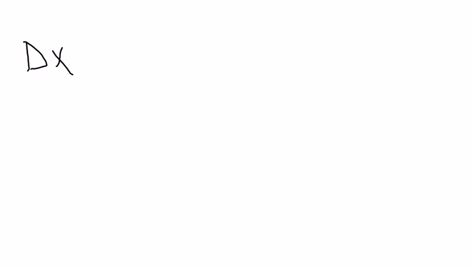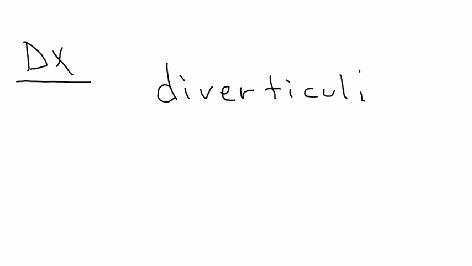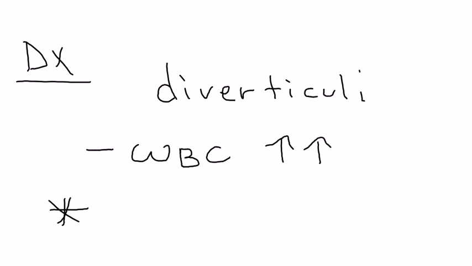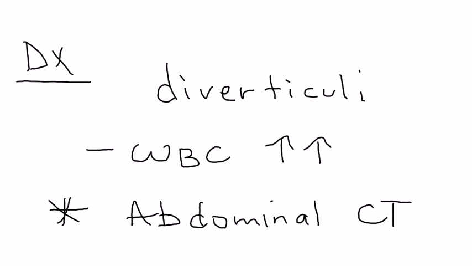Diagnosis: if you have an elderly patient who already has established diverticuli, and this patient is presenting with these symptoms, then you're definitely going to think of diverticulitis. And there's some basic blood tests, like a white blood cell count, which would be increased if there is indeed inflammation, perforation, things like that. But the gold standard of diagnosis of diverticulitis is an abdominal CT. And this is definitely what you need to do.